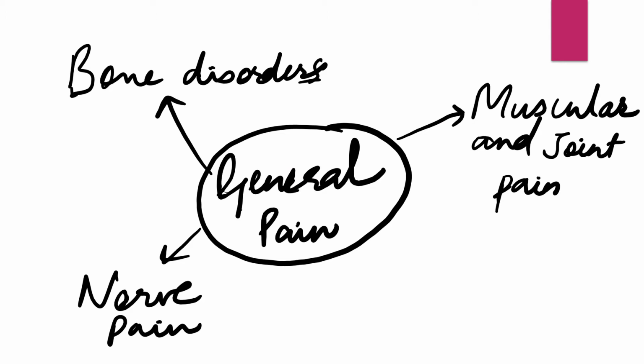General pain, as it has been classified in my discussion today, is divided into muscular and joint pain, bone disorders, and nerve pain. We will see these disorders one by one and know about each of them, how the pain is happening in each of the disorders.